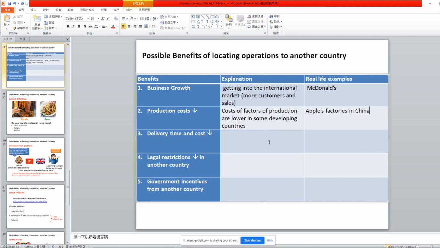Right. Okay. Let's go to the third one. Number three, delivery time and cost. So why is it getting cheaper as well? How do we explain it if you locate your business overseas? So the delivery time and cost will be lower.